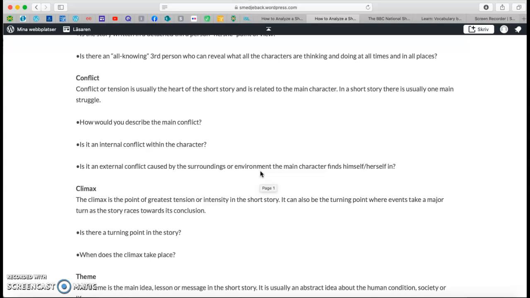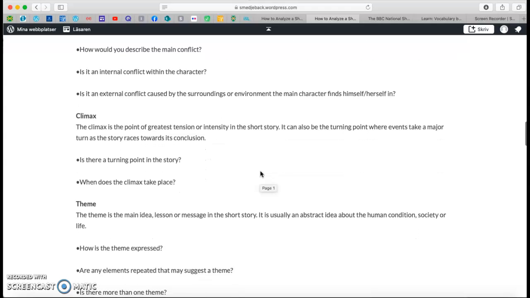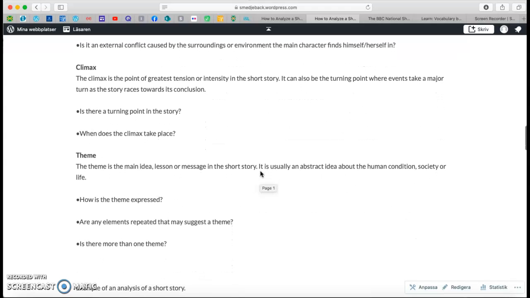And often there are many conflicts in a story, and then you have to choose the one that's most important. There is often a climax in a short story when something big happens, and there is often a turning point at that time. So try to decide when this takes place and what happens.